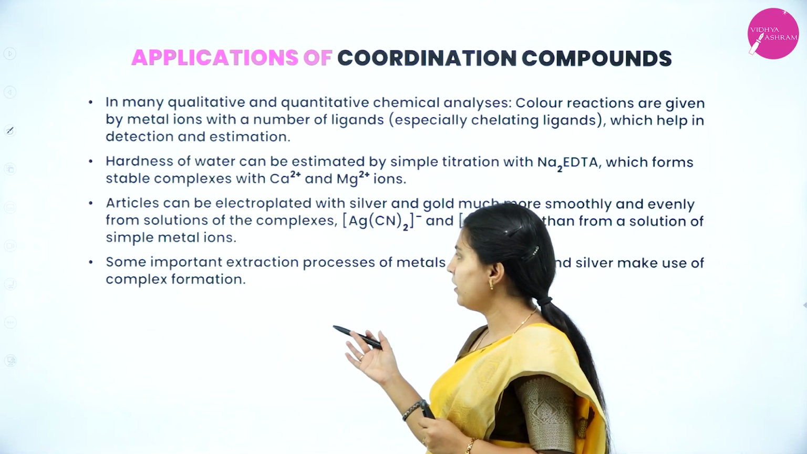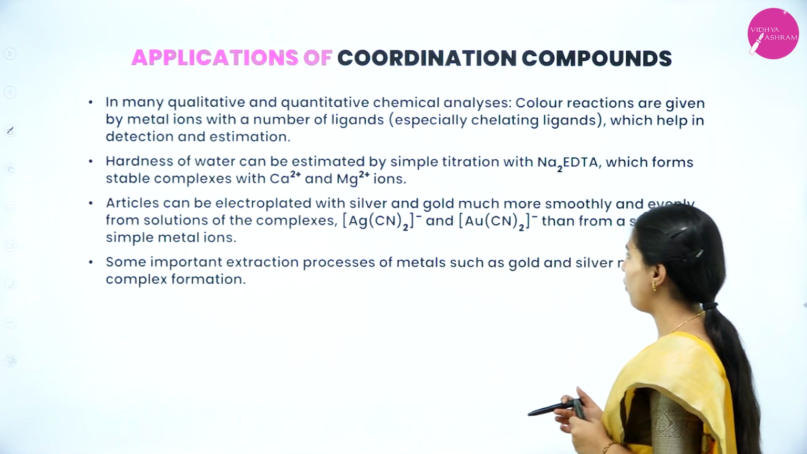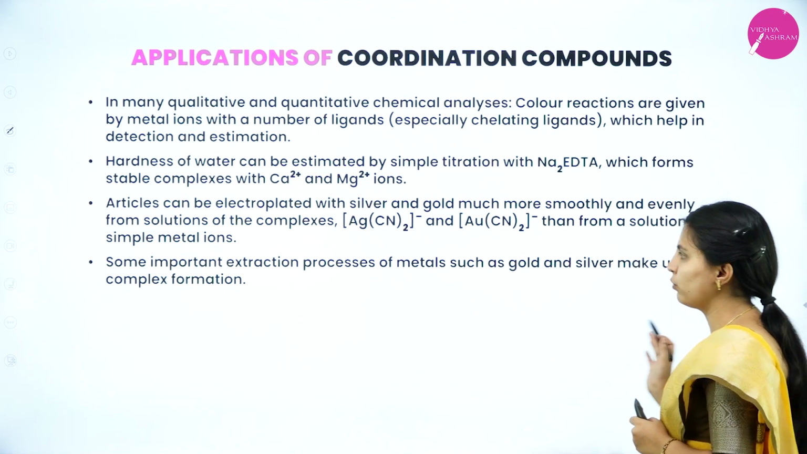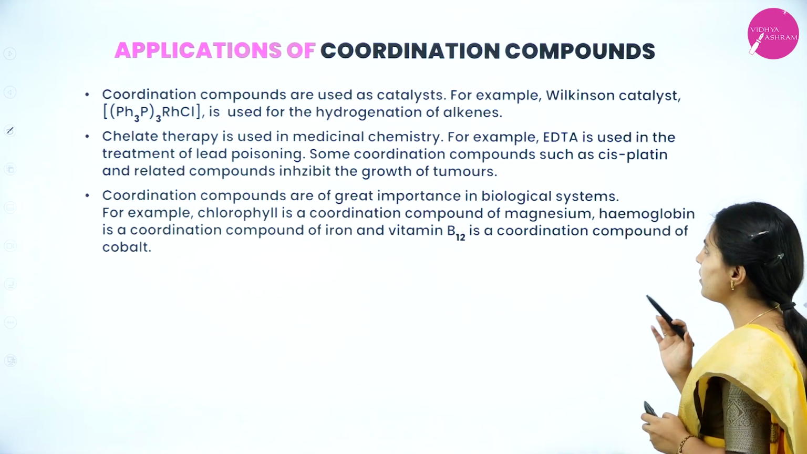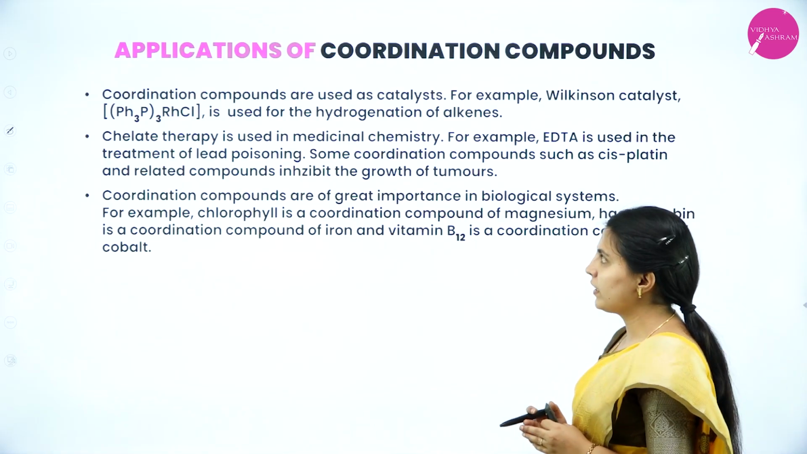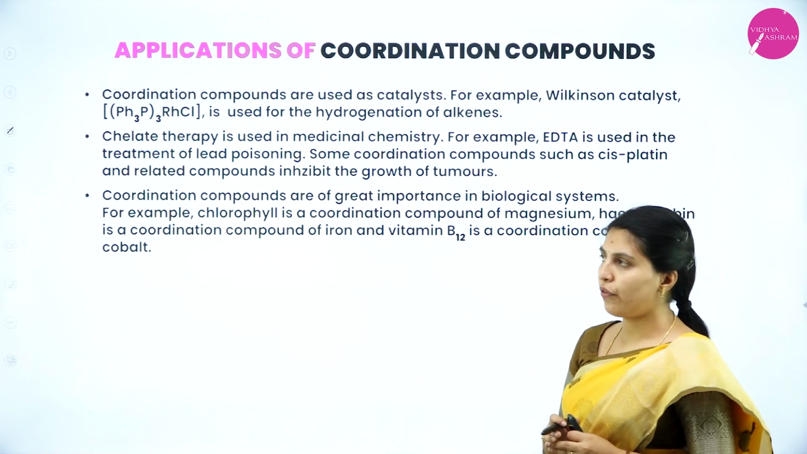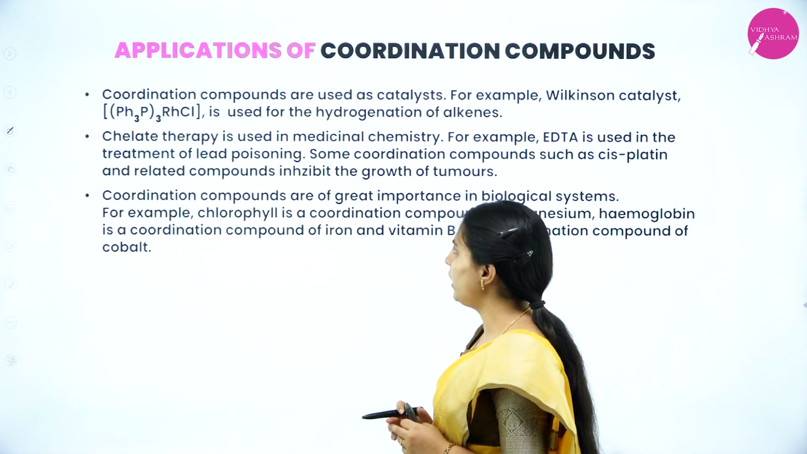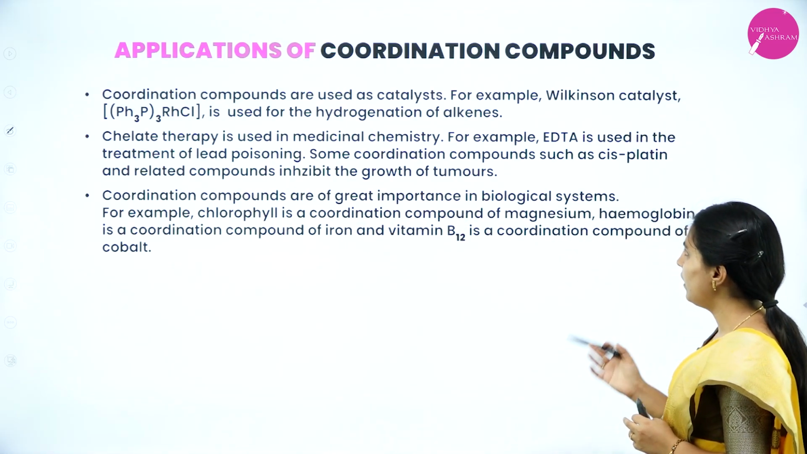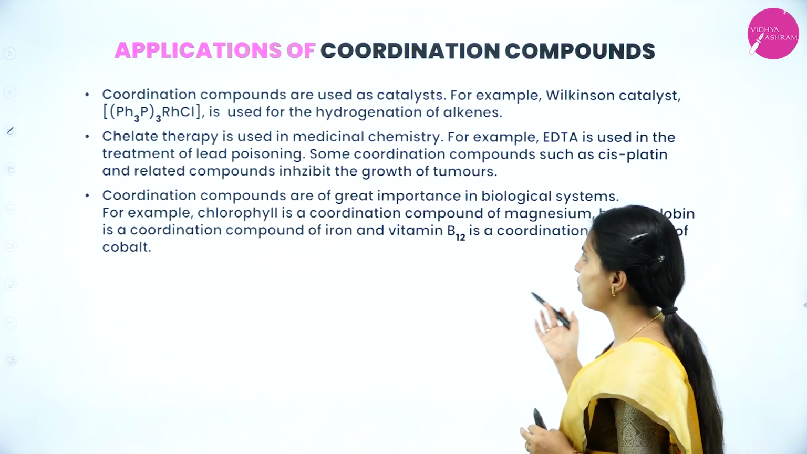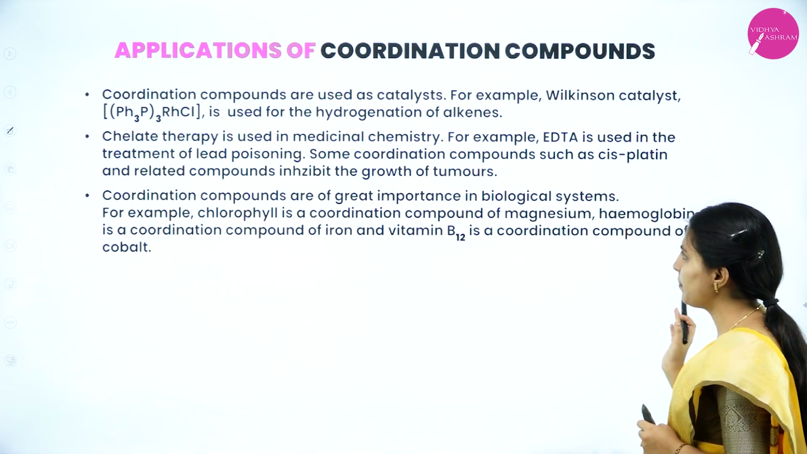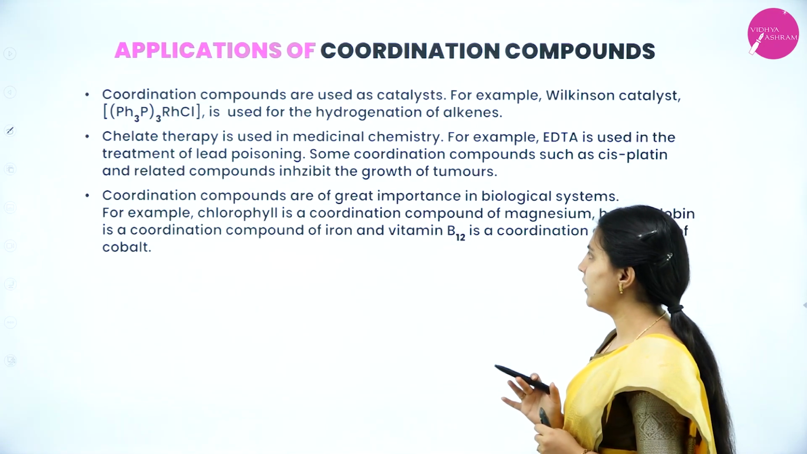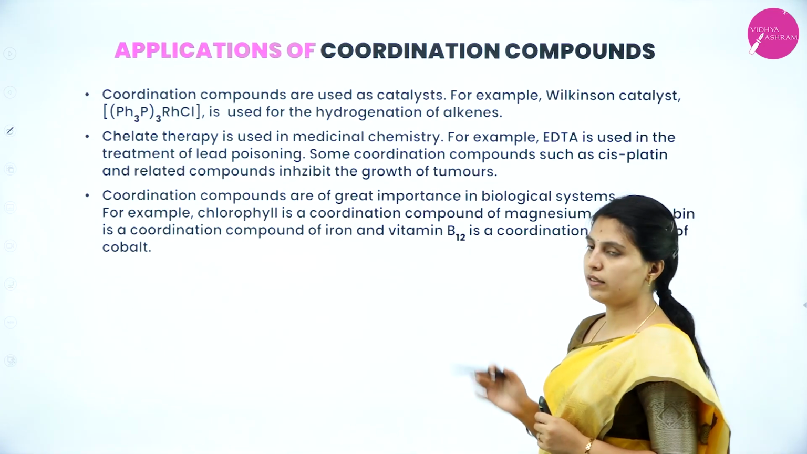Next, electroplating. Some important extraction processes of metals such as gold and silver make use of complex formation. Coordination compounds are used as catalysts, as in Wilkinson catalyst, rhodium chloride, for the hydrogenation of alkenes. Chelate therapy is used in medicinal chemistry. For example, EDTA is used in the treatment of lead poisoning. Some coordination compounds such as cisplatin and related compounds inhibit the growth of tumors.